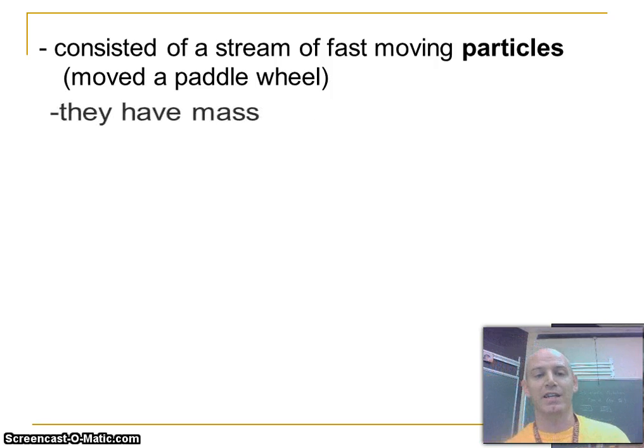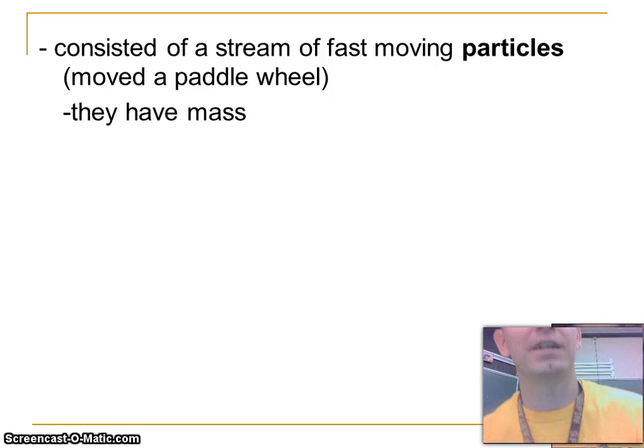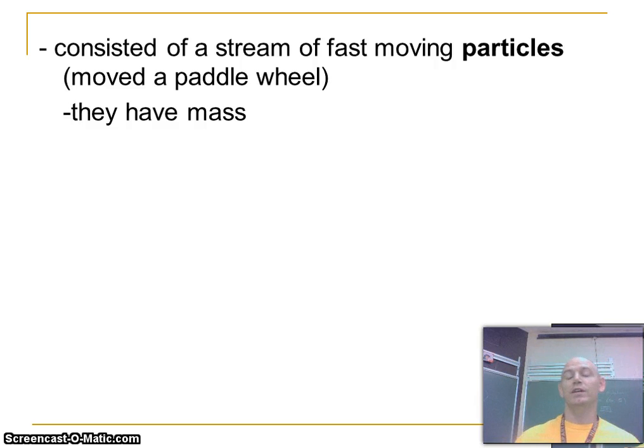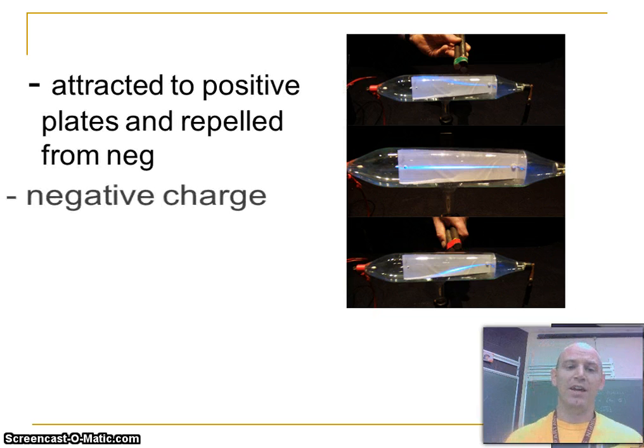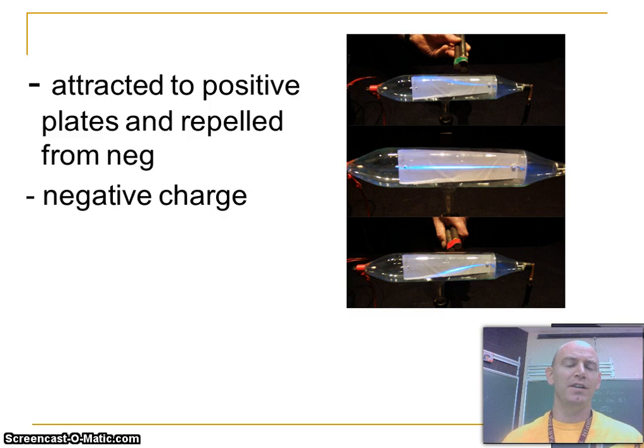With some of the experiments that Thomson ran, he discovered that these particles must have mass because they were able to move a paddle wheel, and also that they were affected by magnets. Since these cathode rays were present regardless of what gas was in the tube, Thomson surmised that all matter must have these particles.